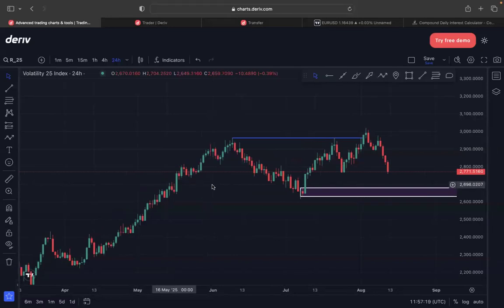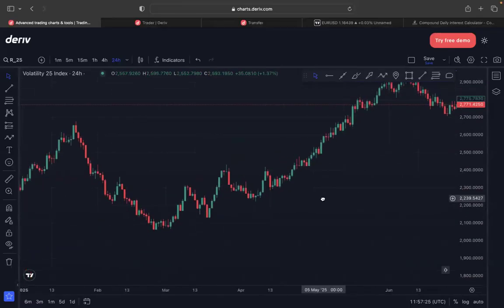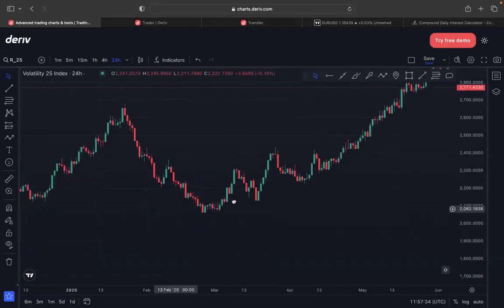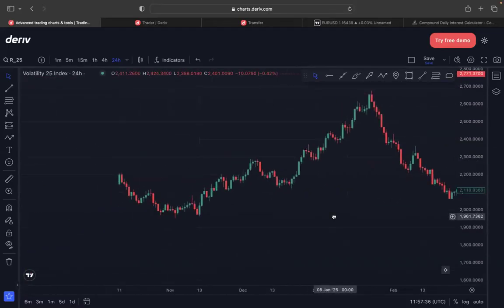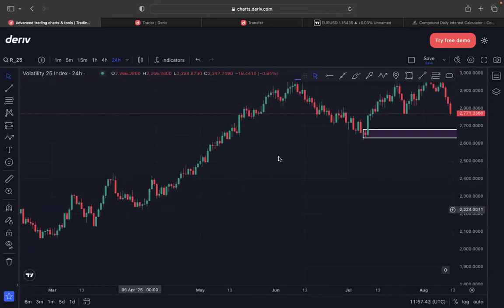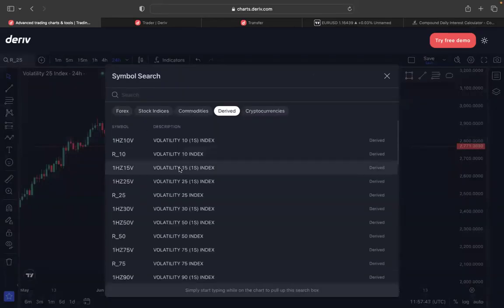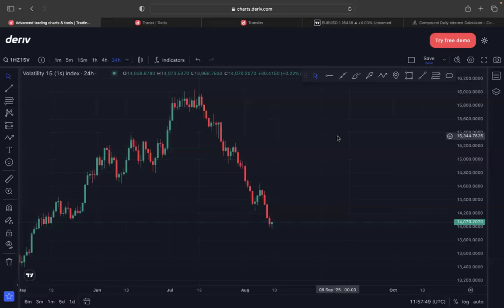Look at this one now. The reason this one was valid, look at this, a very strong one. If you see another block that has strong impulsive movement, just one strong candle, it is valid. Look at this one. This one, strong impulsive movement. Let's see another one. Let's see if I have other ones. Let's even check another market here. Let's take volatility 15 1x index. All right, let's see this one.